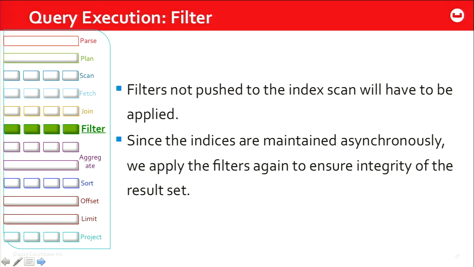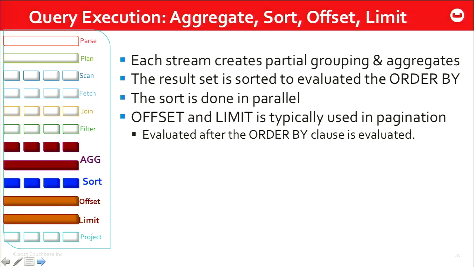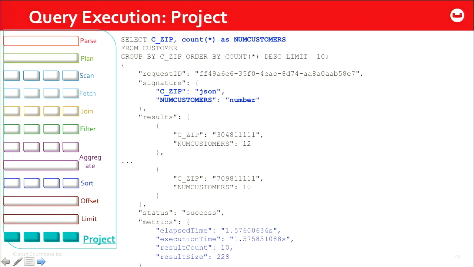Okay. Next phase for us is filters. So obviously, we want to push down as many filters as possible. Following the IntersectScan, any remaining filters will be applied by the NIQL query engine. Following that is the standard aggregation, order by, and offset limit. So this is kind of a standard thing.